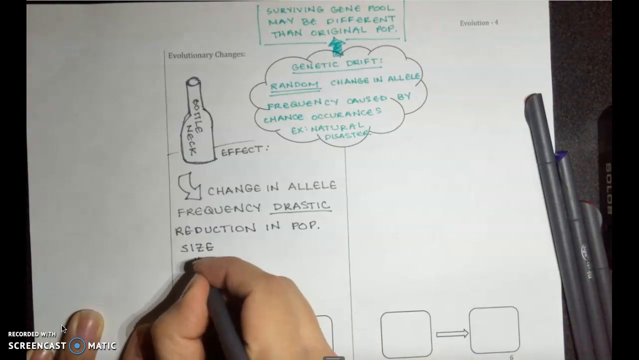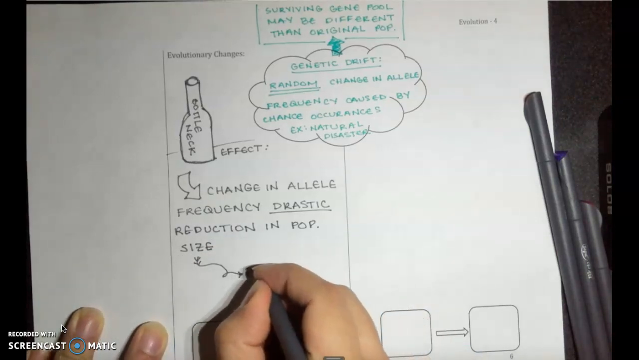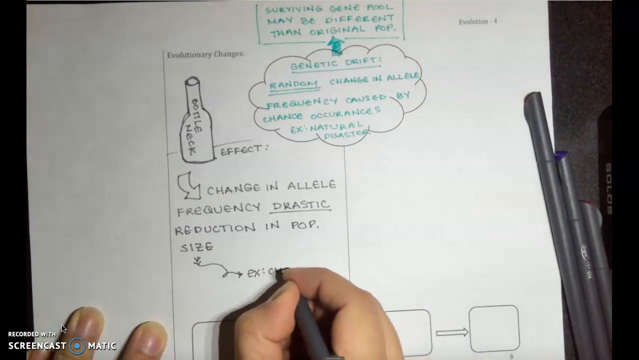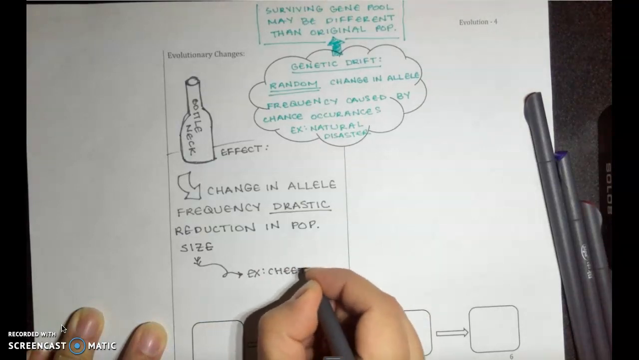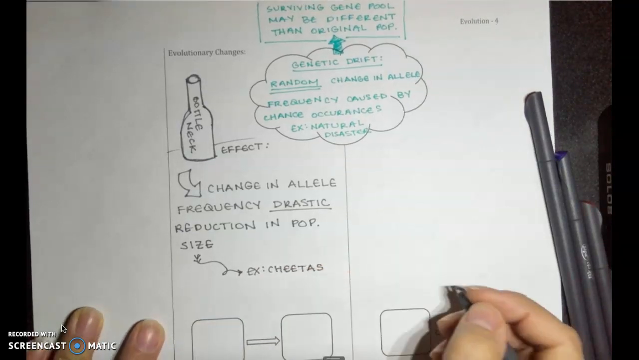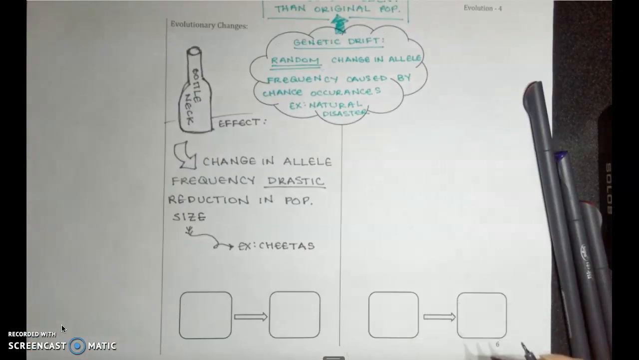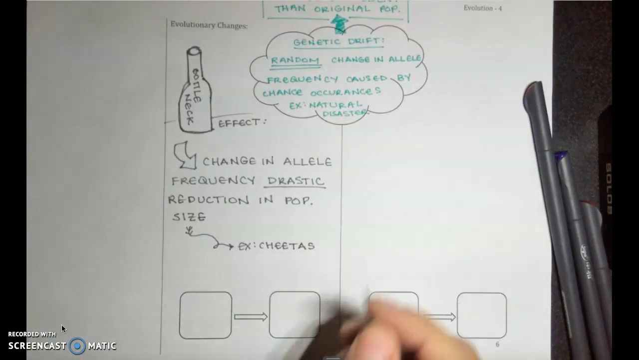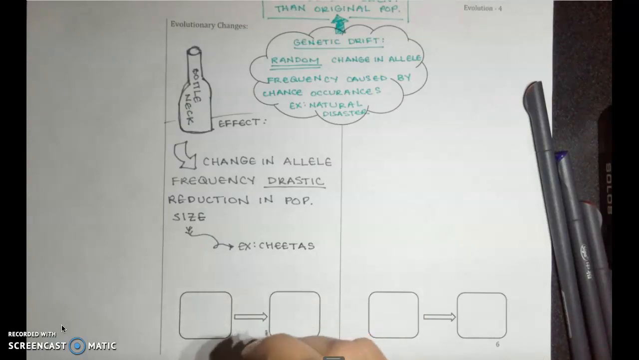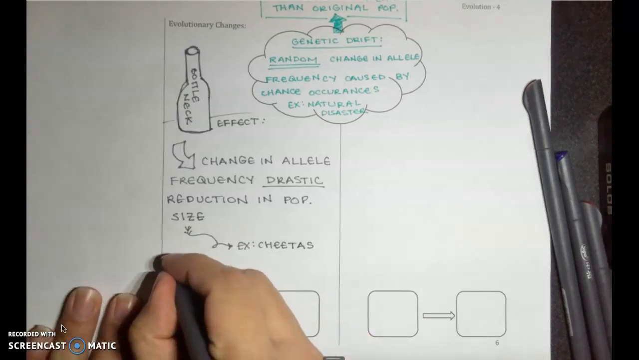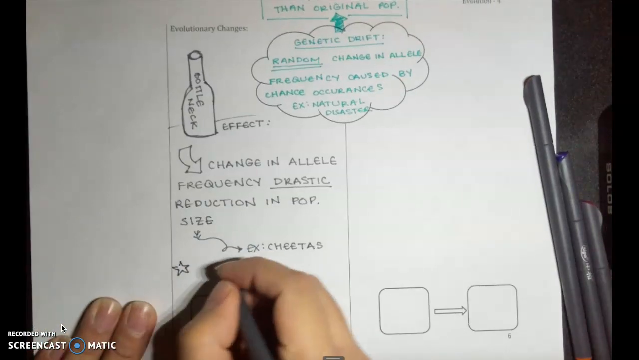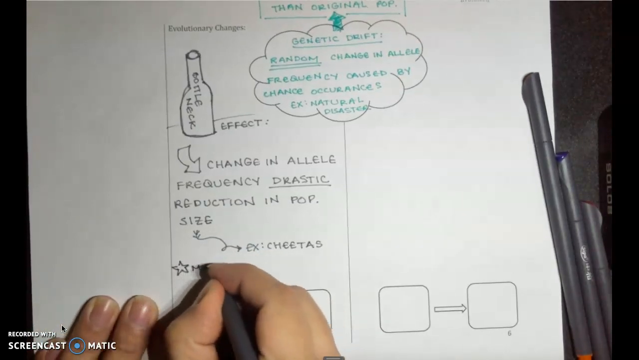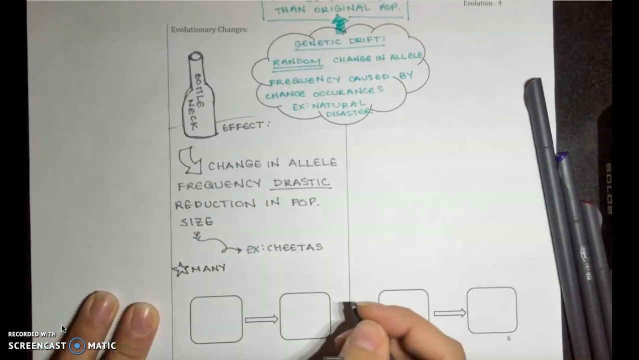A good example of this would be the cheetah population, and I know I've used them for other examples, but cheetahs, there's very few of them in the world. They're endangered. They had a drastic decrease in their population size, and as a result, they have very, very little genetic variation. So it actually stands to reason that many endangered species actually deal with this bottleneck effect.